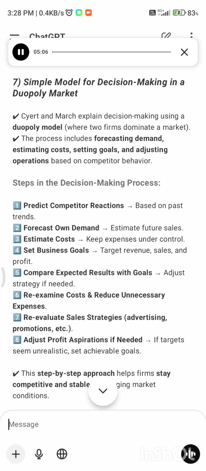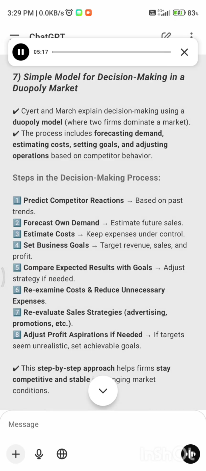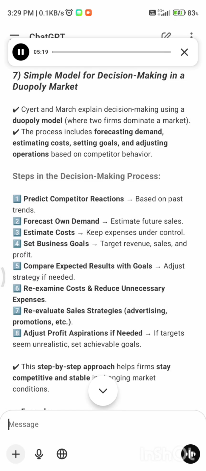1. Predict competitor reactions based on past trends. 2. Forecast own demand. Estimate future sales. 3. Estimate costs. Keep expenses under control. 4. Set business goals. Target revenue, sales, and profit. 5. Compare expected results with goals.